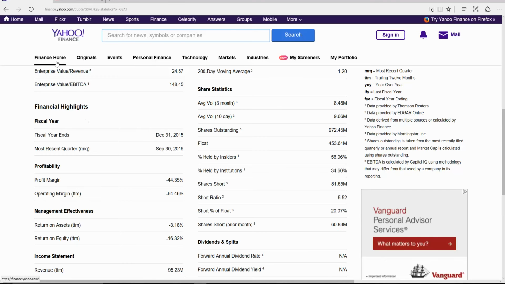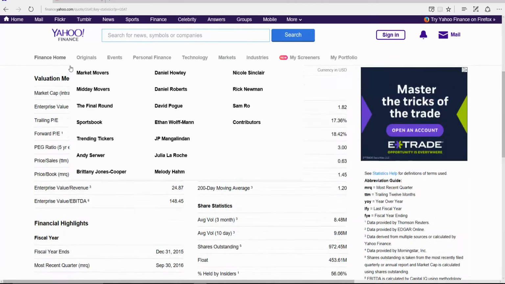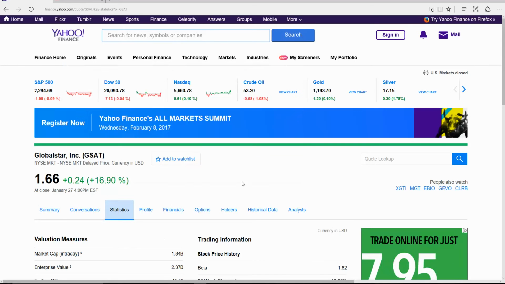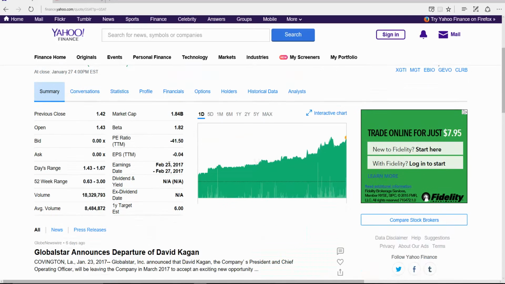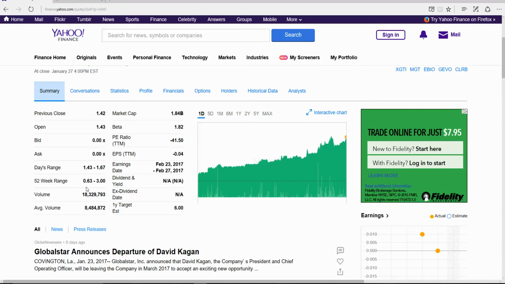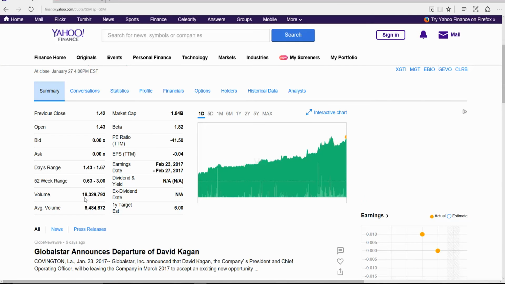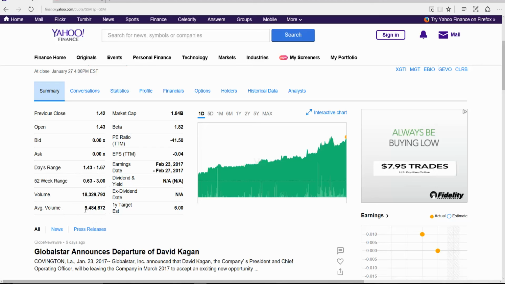You go to the summary. On the summary, you see the 52 week high and low. This is the range. Look at how many shares it traded Friday. Look at the average volume. It's way above it, right? This is going to be a good short too eventually.